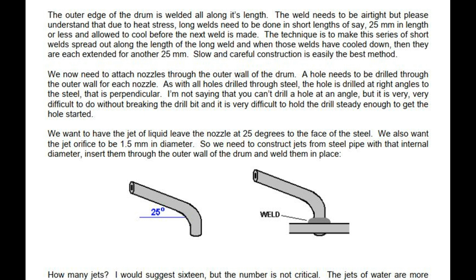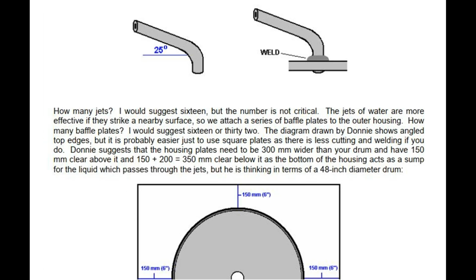The jets of water are more effective if they strike a nearby surface, so we attach a series of baffle plates to the outer housing. How many baffle plates? I would suggest 16 or 32. The diagram drawn by Donny shows angled top edges, but it is probably easier just to use square plates as there is less cutting and welding if you do.